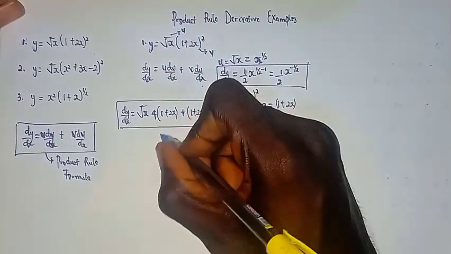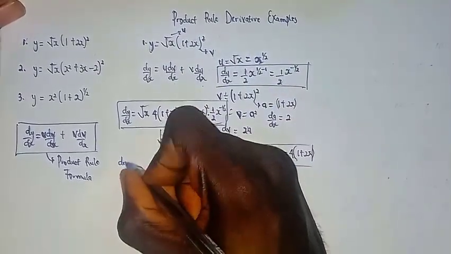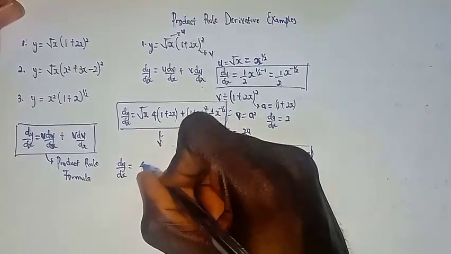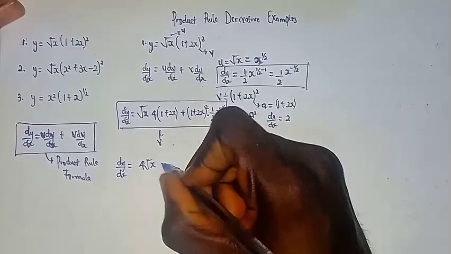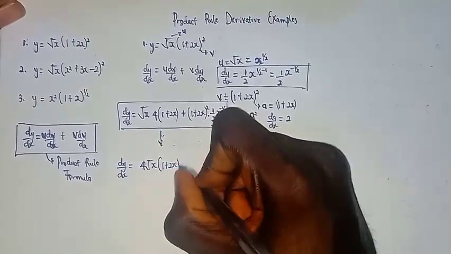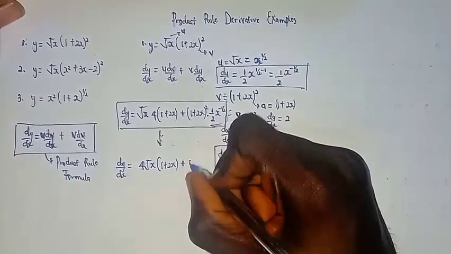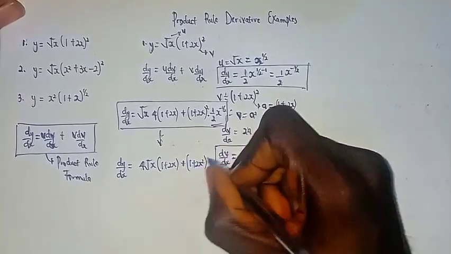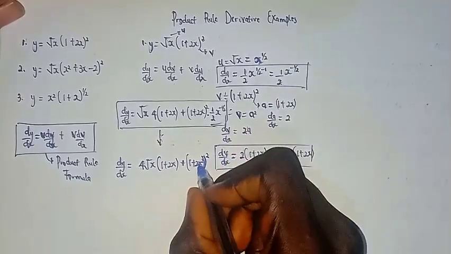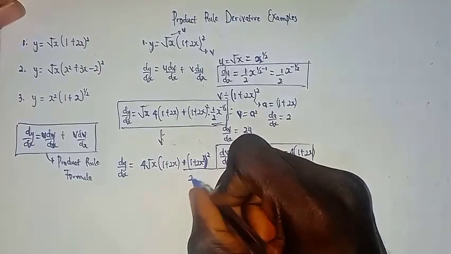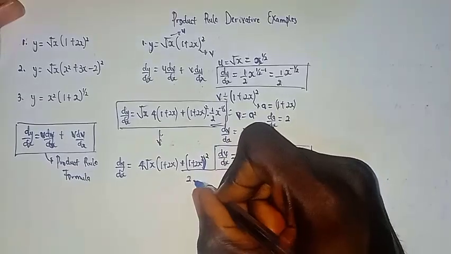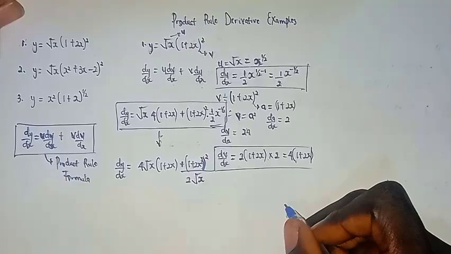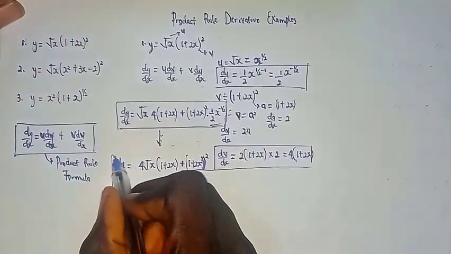We can simplify this further to be dy over dx will be 4 square root x multiplied by (1 plus 2x) plus (1 plus 2x) squared, over 2 square root of x. So this is our dy over dx.